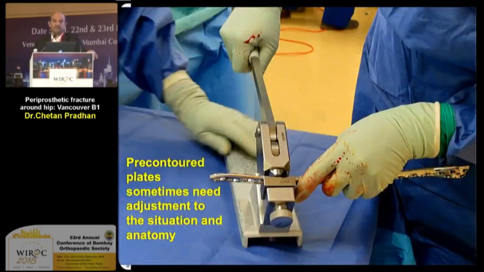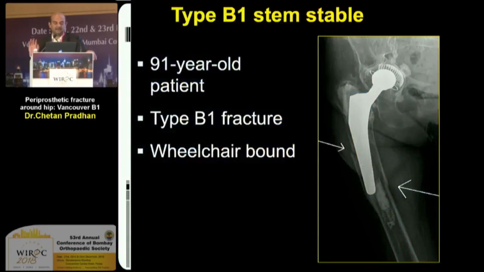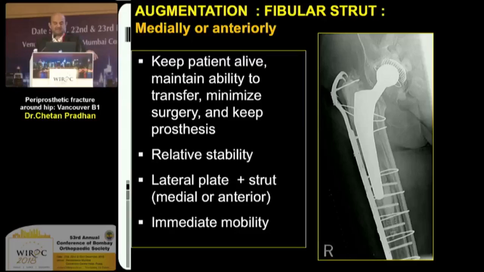You may have to remold or alter them, even though they are pre-contoured plates, to suit your geometry and the augmentation methods that you are using. So let's go to B1, wherein the stem is stable. An example, a 91-year-old patient. And the principle is to keep the patient alive and get him out of the bed as soon as possible.